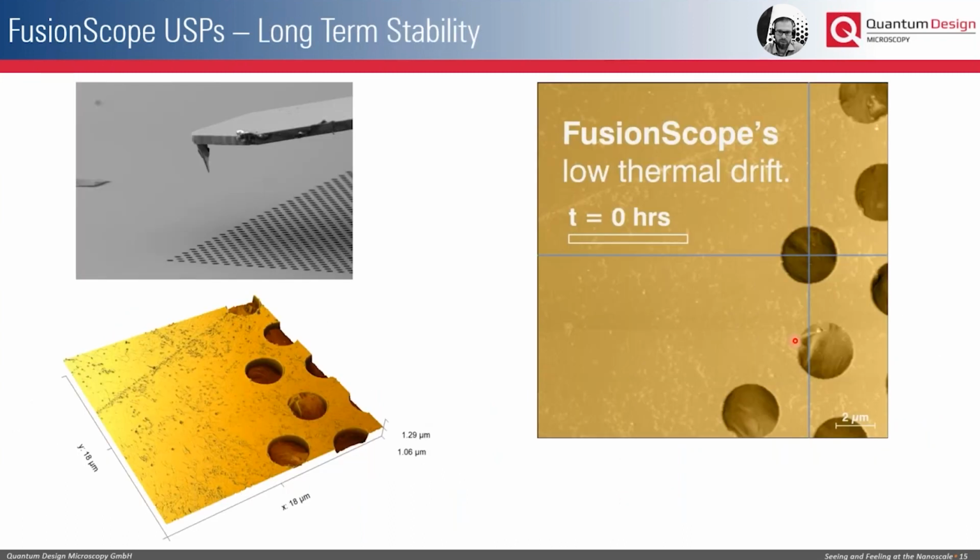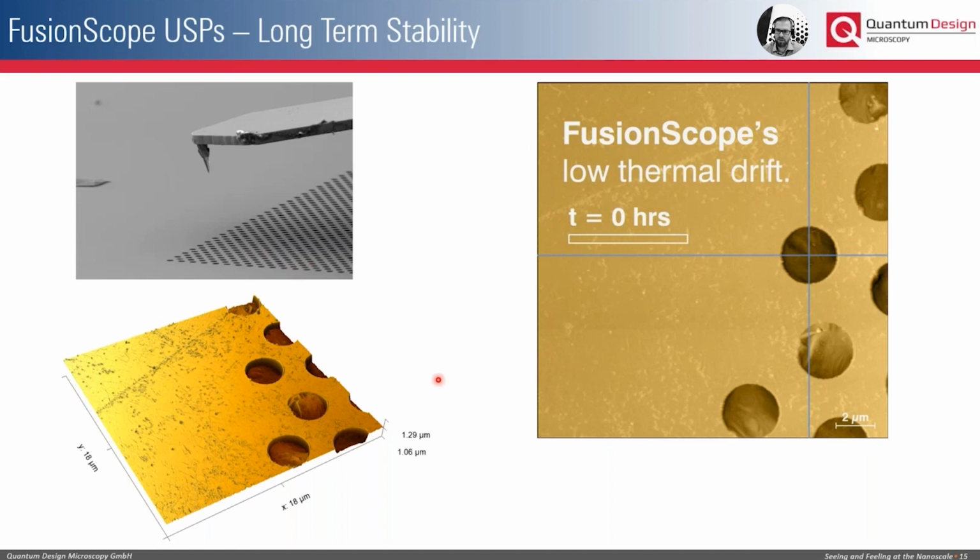The next very important feature, of course, is the long-term stability or thermal drift in your system. And in order to highlight that, we performed another experiment. This is a silicon nitride membrane structure that on top of these holes has graphene membranes. So freestanding graphene membranes on top of these holes. And what we wanted to do is see, for a long-term measurement of almost 24 hours, how good the long-term stability of the AFM image is.